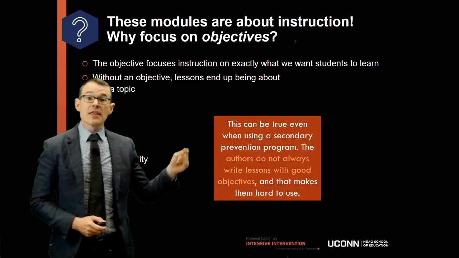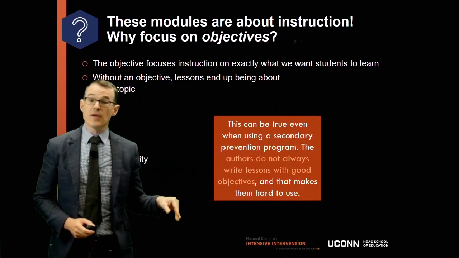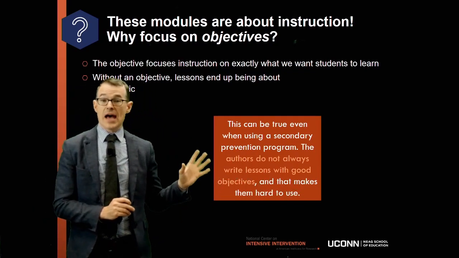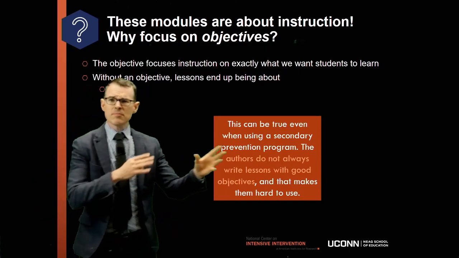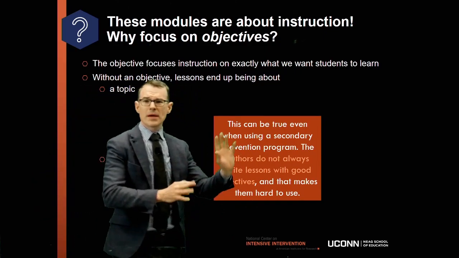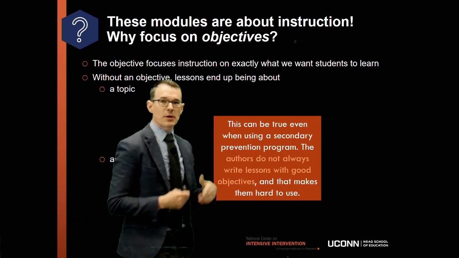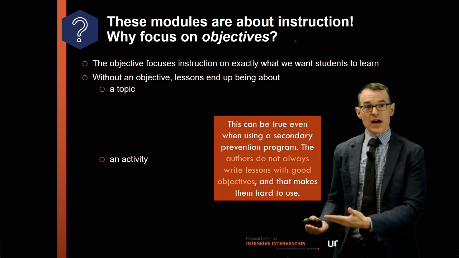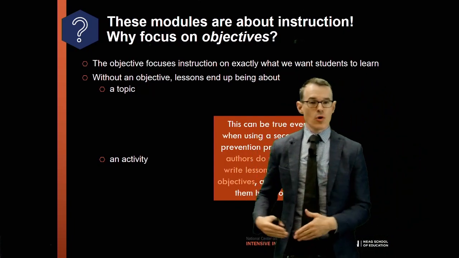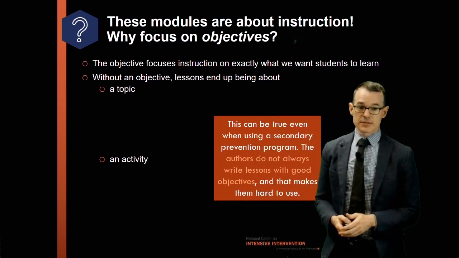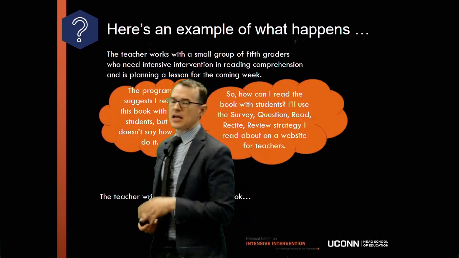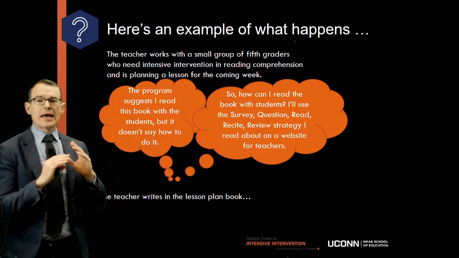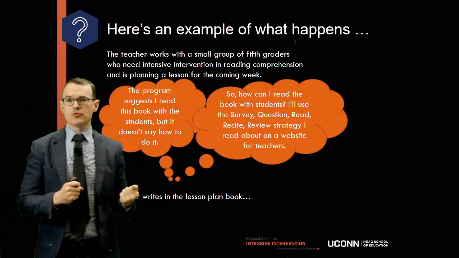And as I already said, this can be true even within a secondary prevention program. Often these programs are well written, but they don't always have lessons with very clear objectives, which sometimes makes them either hard to use or makes them meander. And we'll see later, I'm going to give you some examples of programs in which the objectives aren't clearly specified and where you may want to make changes to the program in order to make them more responsive to student needs. What happens instead is teachers in these secondary prevention programs come up with lots of things to do, and not all the things that they do really help drive the objectives.